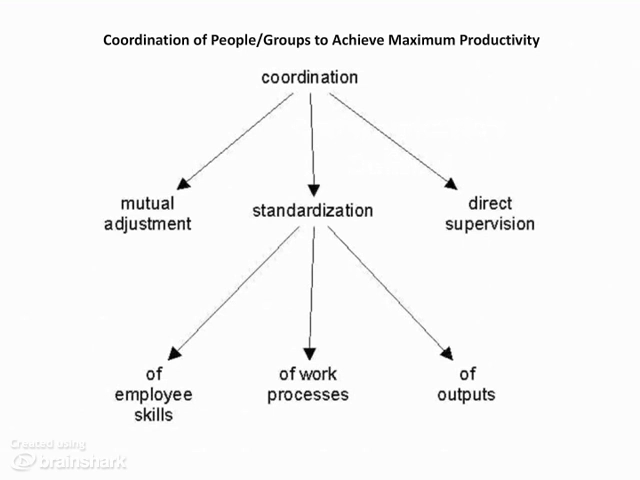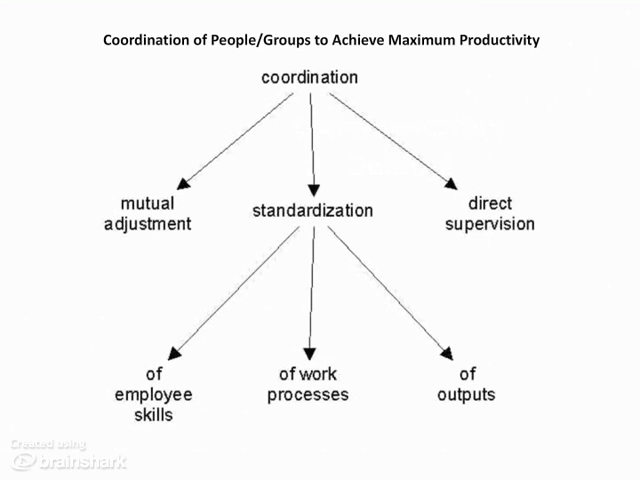Now let's talk about the ways that managers coordinate people and groups to achieve maximum productivity. Mutual adjustment is a coordination method of horizontal communication between peers in small organizations to make work-related decisions. It can involve face-to-face meetings or internet meetings. It's used only when needed.